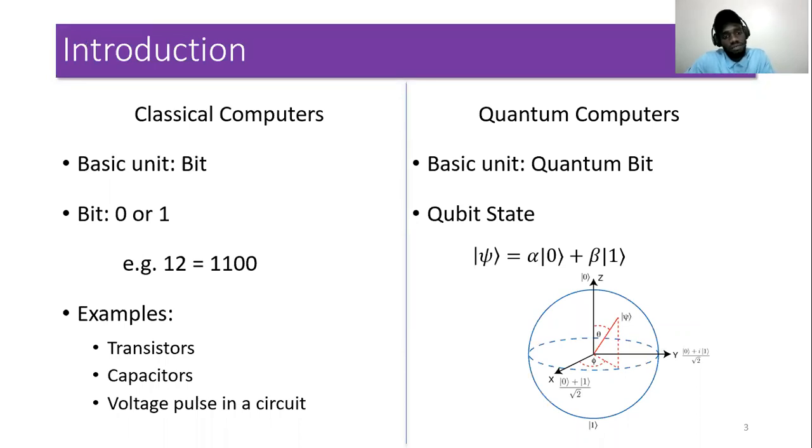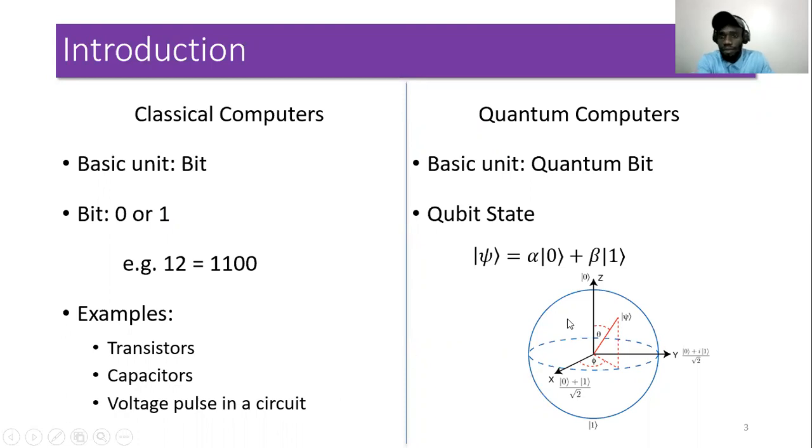Classically, the basic unit of information is a bit. That is, in classical computers, information is stored in the smallest units as zeros and ones. For example, a 12 is known to a computer as 1100. Also, bits can never occur simultaneously as zeros and ones. They can either be 0 or 1. Physical examples of bits are transistors, capacitors, voltage pulses, and circuits.